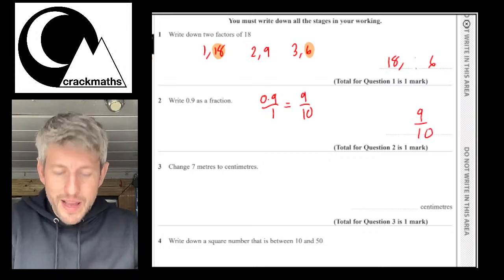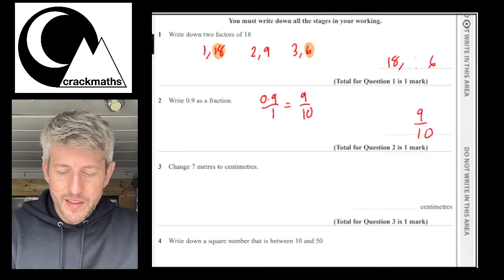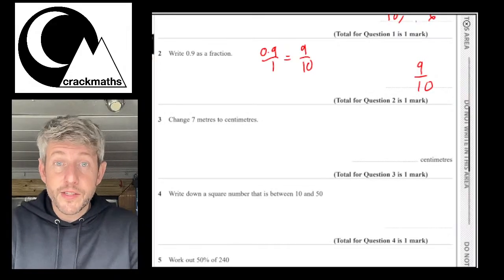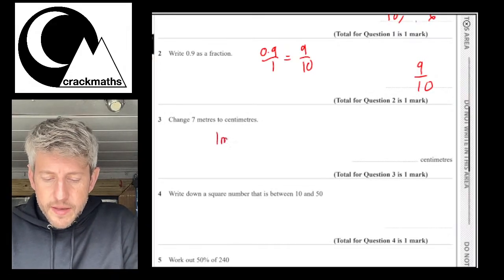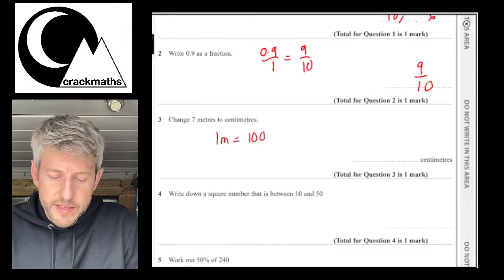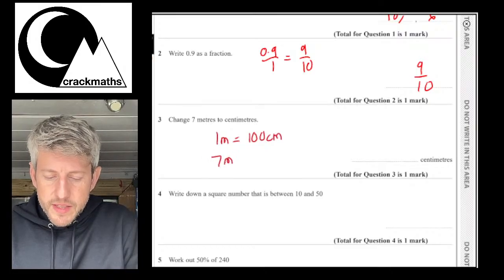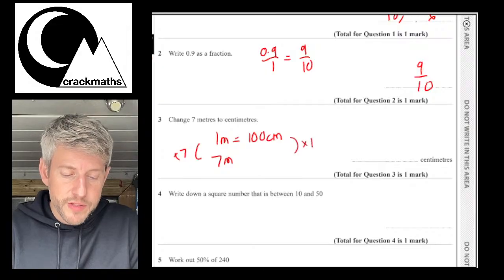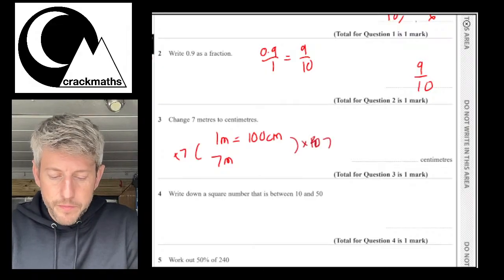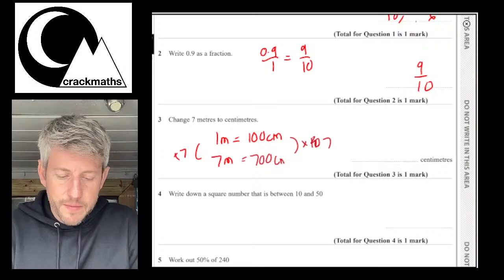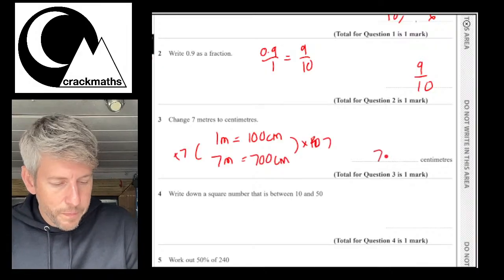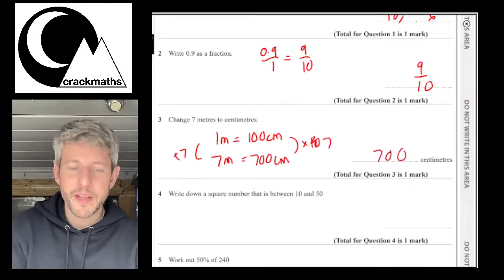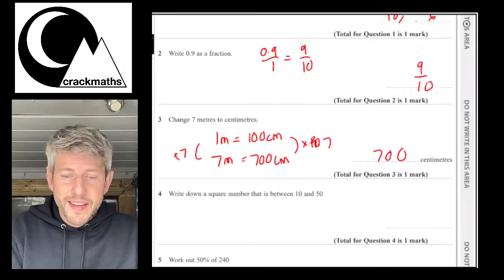Okay, so let's continue. Convert 7 metres into centimetres. So 1 metre equals 100 centimetres. So 7 metres is 7 lots of 1 metre. So 7 lots of 100 centimetres will be 700 centimetres. So I'm going to put that here. 700 centimetres.